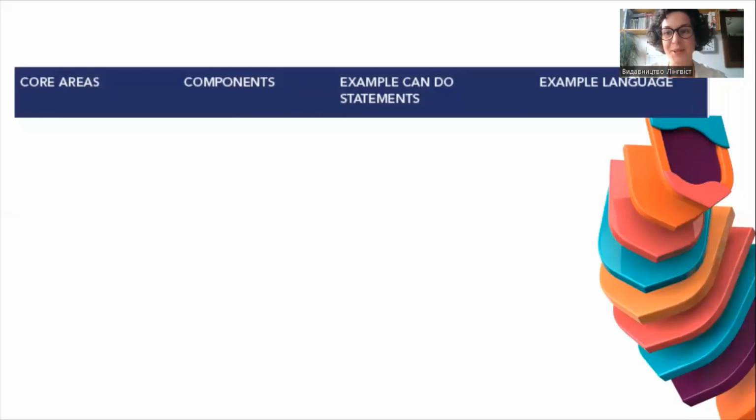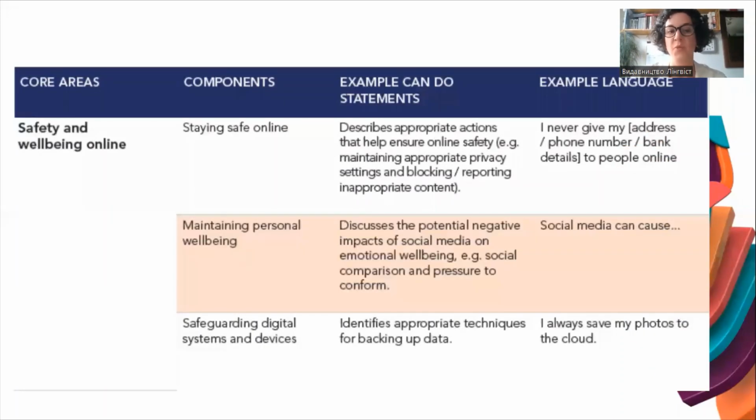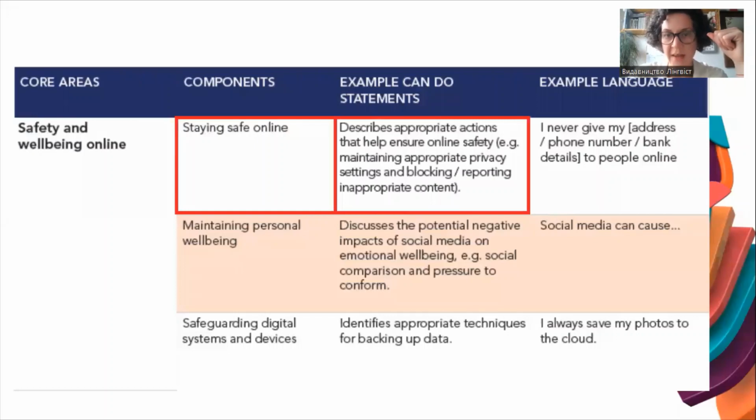Before we make it fun, let's have a look at how the Cambridge Framework for Life Competencies works in terms of safety and well-being online. So these 3 components also have their example can-do statements. How can we understand that a teenager knows how to stay safe online? By this can-do statement, it means that the teenager describes appropriate actions that help ensure online safety. For example, maintaining appropriate privacy settings and blocking, reporting inappropriate content. And example language for each component is in the 3rd column. I never give my address, phone number, bank details to people online.